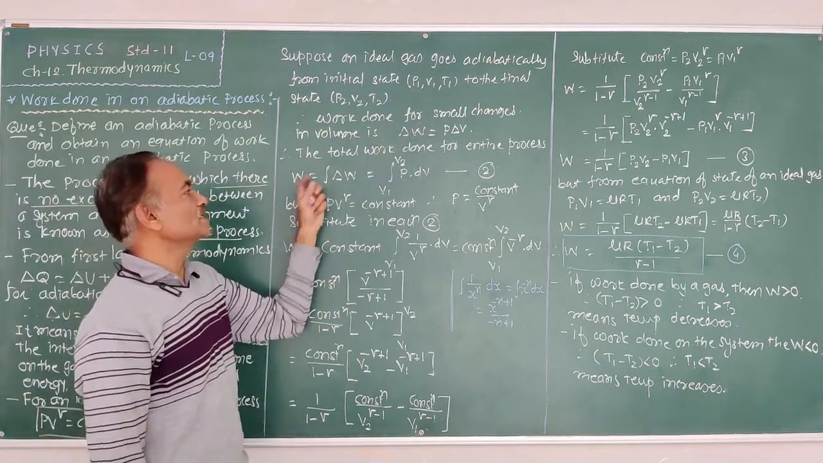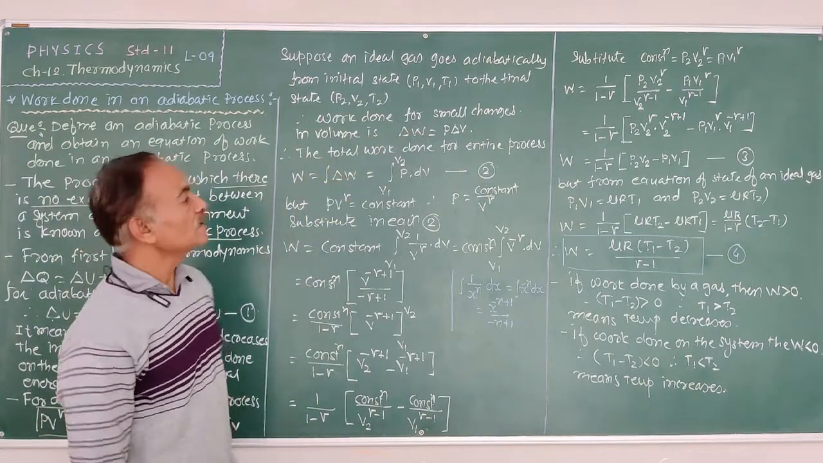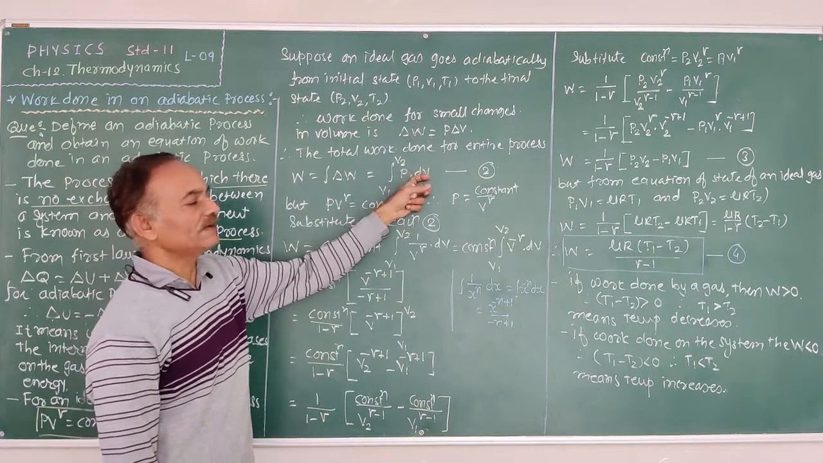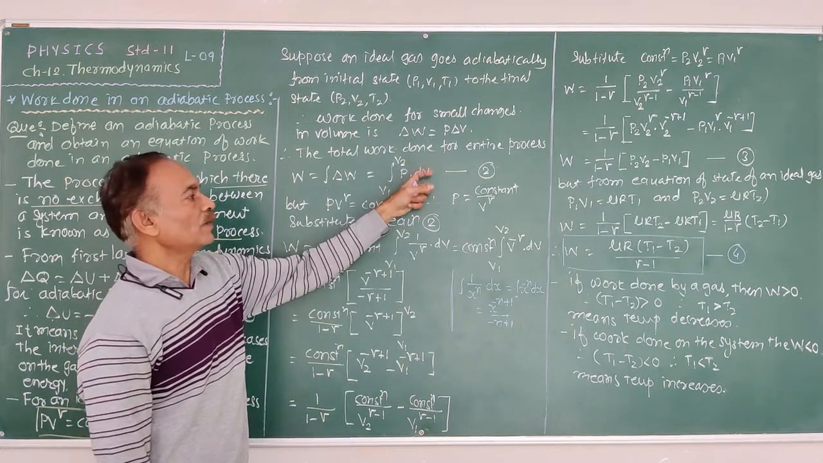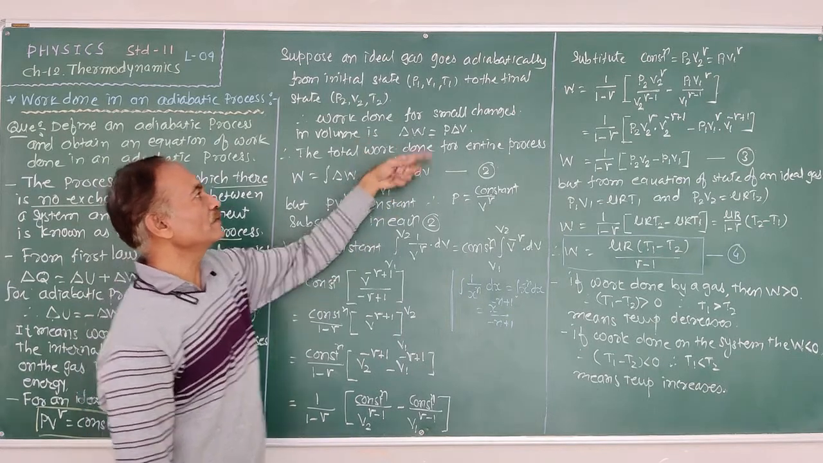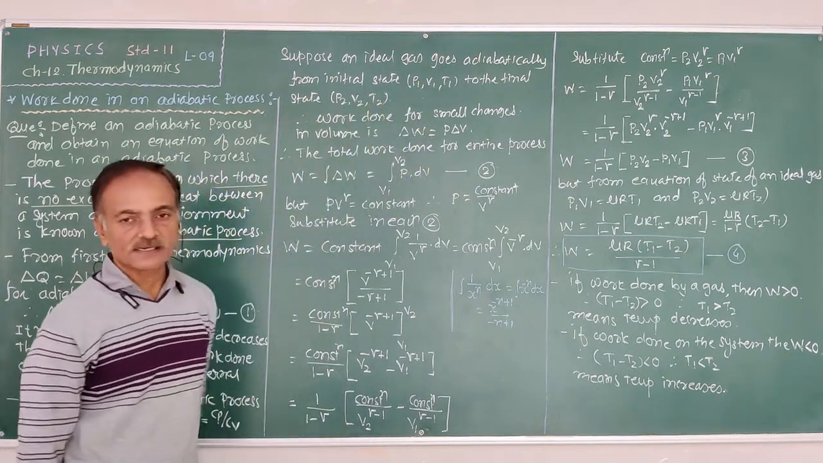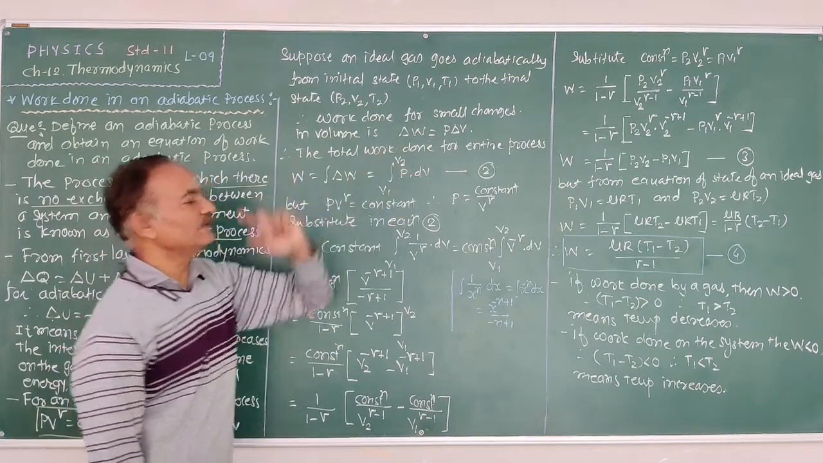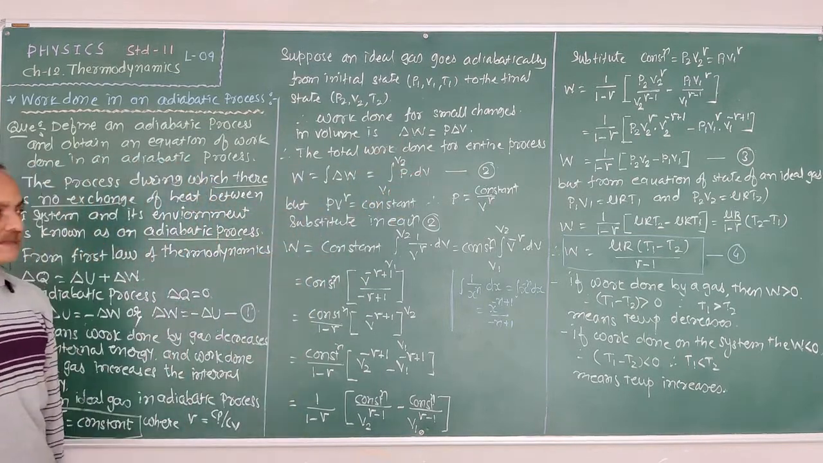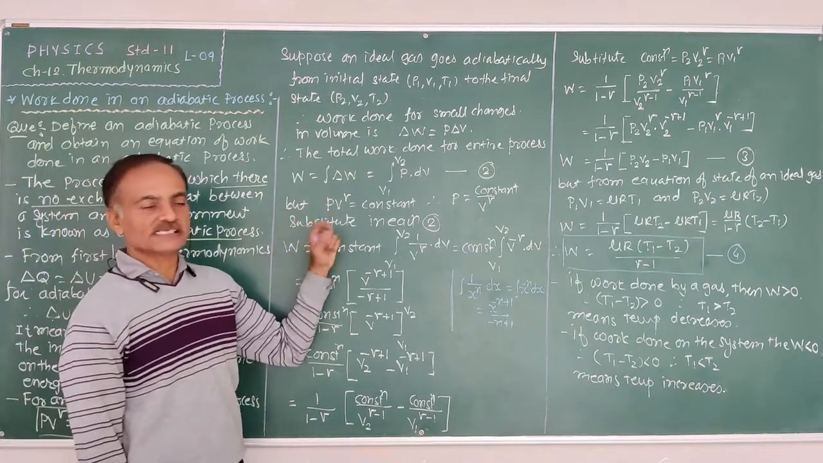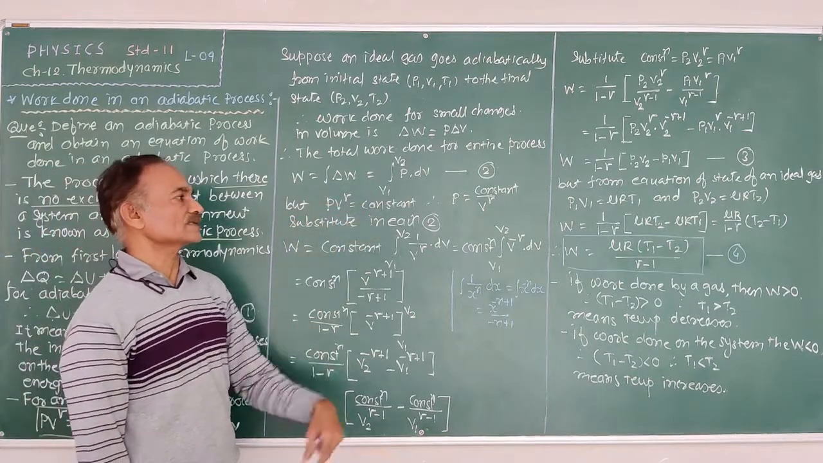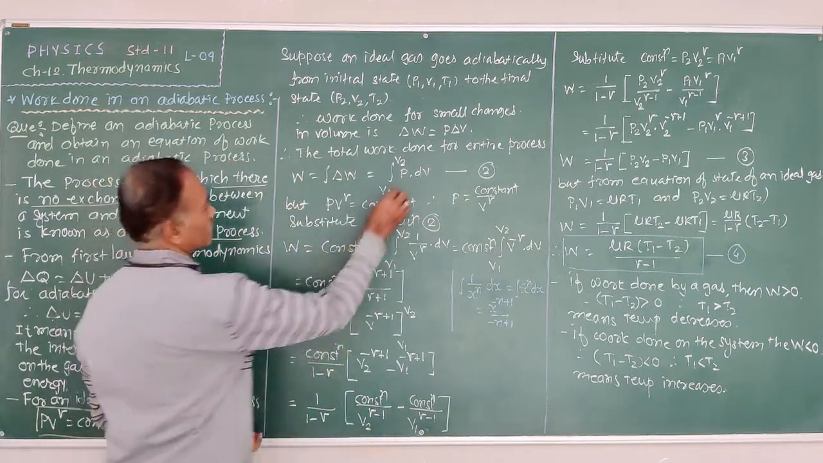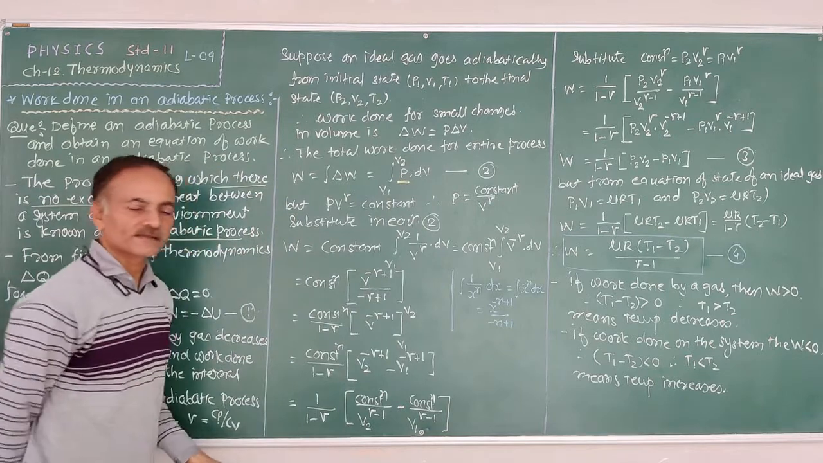Therefore, W is equal to integration of delta W. Substituting the value of delta W, integration of P dV. The volume changes from V1 to V2, initial state to the final state. Therefore, integration from V1 to V2 of P dV. But for an adiabatic process, PV to the power gamma is equal to constant. Therefore, P is equal to constant upon V to the power gamma. Here we substitute the value of P.